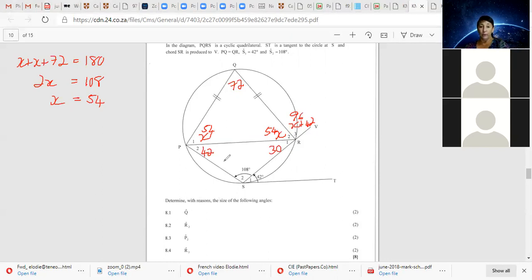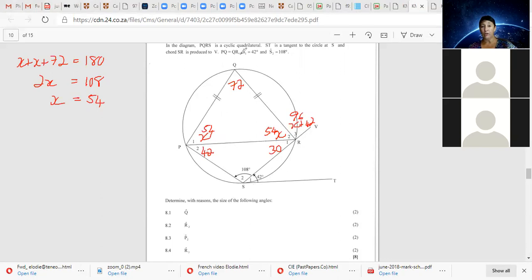Right, so angle Q, 72, reason, opposite angles of a cyclic quad are supplementary. Angle R2, isosceles triangle. Angle P2, tan chord theorem. Angle R3, exterior equals opposite interior. All right.